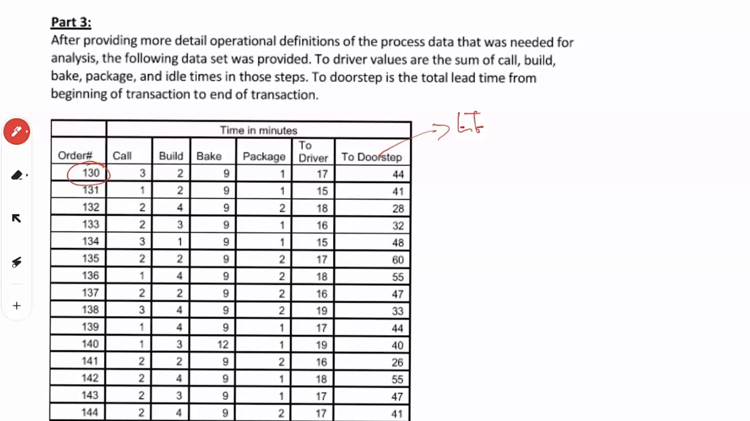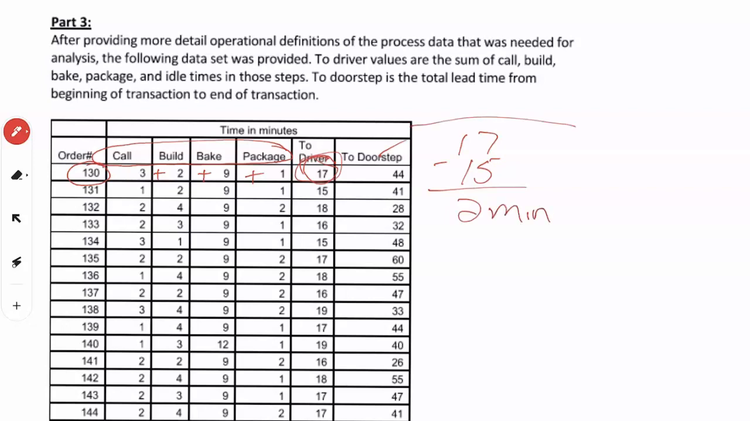But if we take the first 4 variables, call, build, bake, and package, and add them up and compare them to the cumulative two doorstep time, we're getting another variable associated with performance in the system. Here's what I mean. If we add up the call time of 3 minutes plus the build time of 2 minutes, the bake time of 9 minutes, the package time of 1 minute, we get a grand total of, do my math here, 3 plus 2 is 5, plus 9 is 14, plus 1 is 15 minutes. So the first 4 variables add up to 15 minutes. But if we compare that to the two doorstep time of 17 minutes, the difference between the two is 2 minutes.